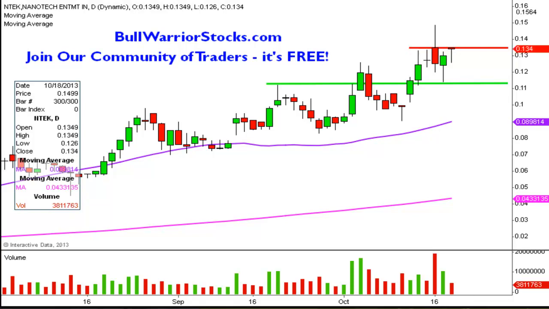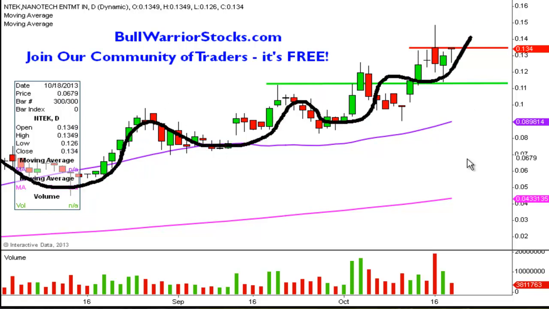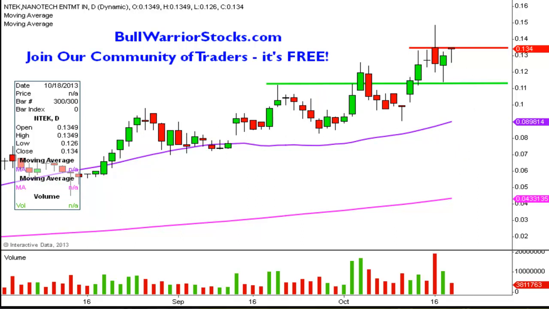But all in all, great looking chart. And I started it like this, I'm going to end it like this. This sums up the chart right there, higher lows and higher highs. So that's really all I can say. That's what it's all about.